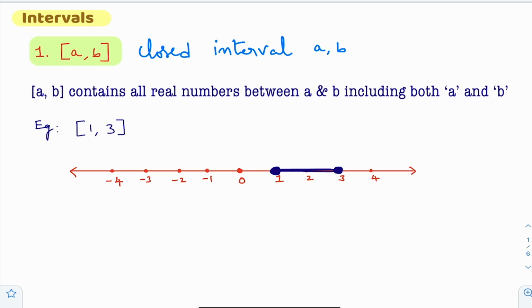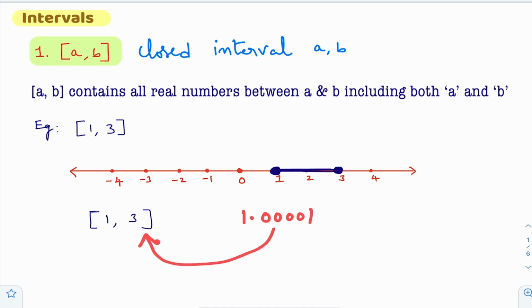Now, a small question to you. See, this is closed interval 1 comma 3. In this interval, 1 is there? Yes, that's why this dark circle is there. In this interval, 1.00001 is there? Yes, all real numbers in between 1 and 3, including both 1 and 3, are present in this interval.